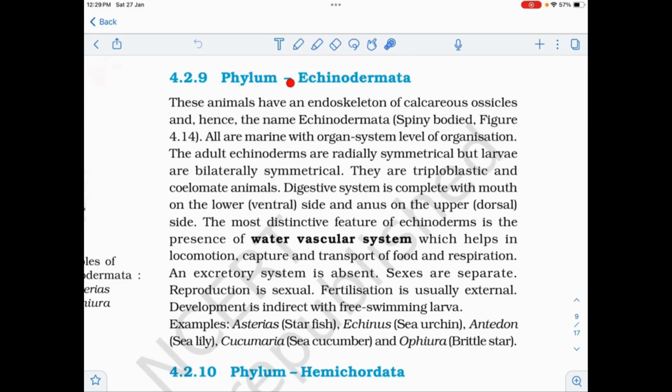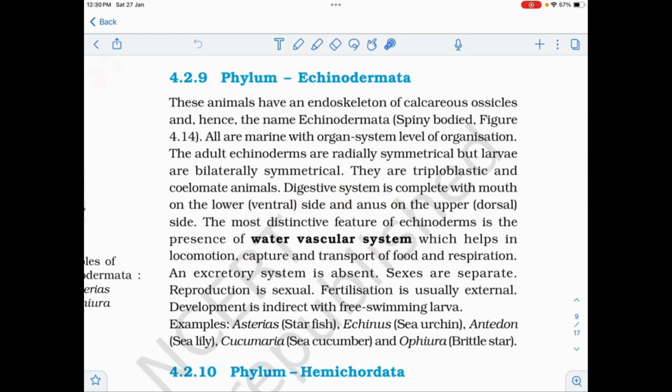Phylum Echinodermata. These animals have an endoskeleton of calcareous ossicles. Hence the name Echinodermata, spiny bodies. All are marine with an organ system level of organization. The adult echinoderms are radially symmetrical, but the larvae are bilaterally symmetrical. They are triploblastic and coelomate animals. Digestion is complete, with the mouth on the ventral, meaning lower side, and the anus on the dorsal, upper side. The most distinct feature of echinoderms is the presence of the water vascular system.